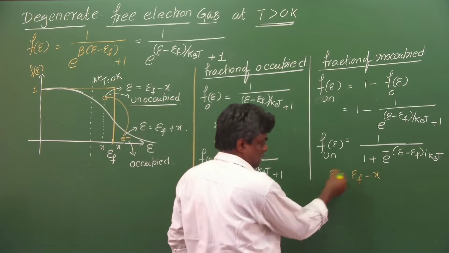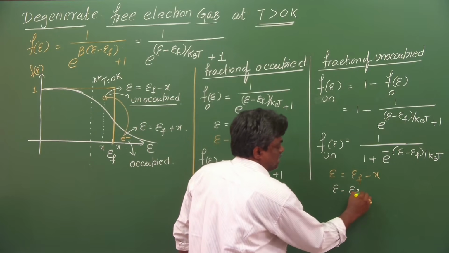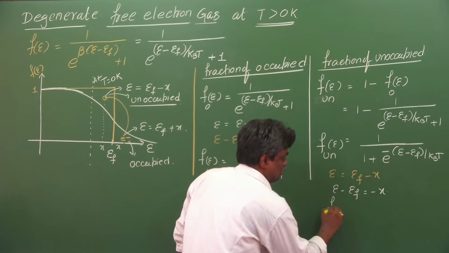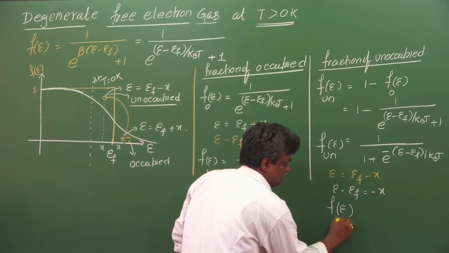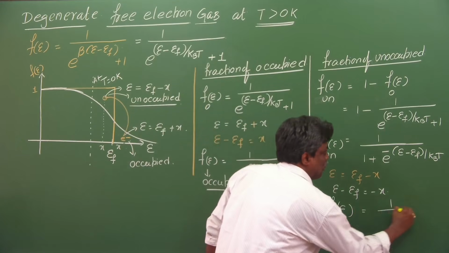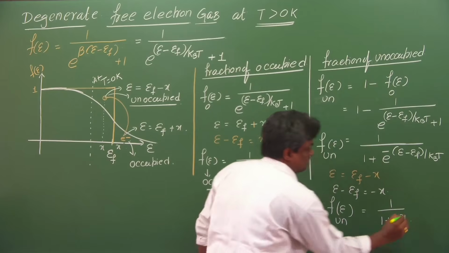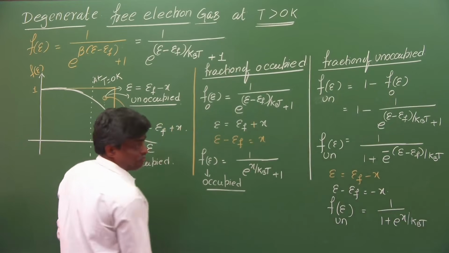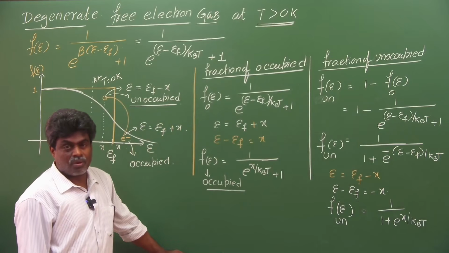Could you please bring this side? E minus EF equal to, now please take it and substitute. You will get a surprising answer. Fraction of unoccupied equal to 1 by 1 plus... what is that? Say.